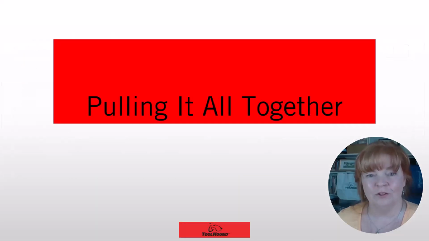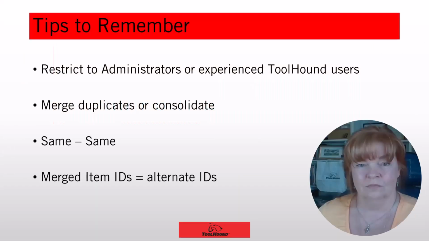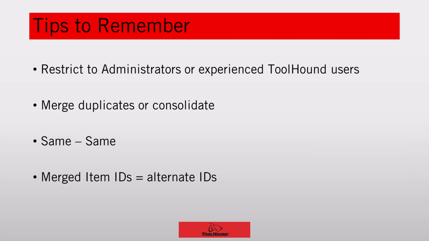Let's review what we've learned so far. The merge items function cannot be undone, so this should be restricted to experienced ToolHound users or the ToolHound administrator. Use merge items to merge duplicates or consolidate items. And you're always going from the same part number. And merged item IDs become the alternate IDs for the remaining item.